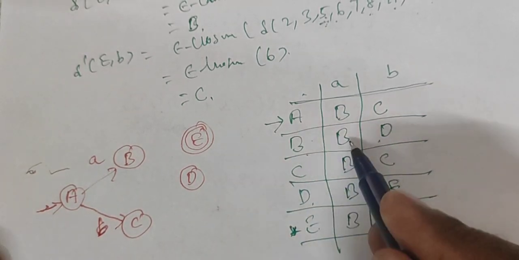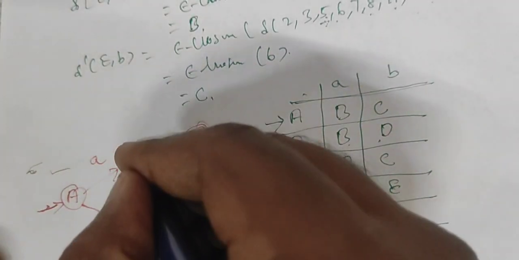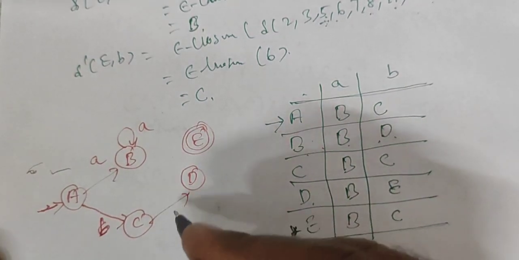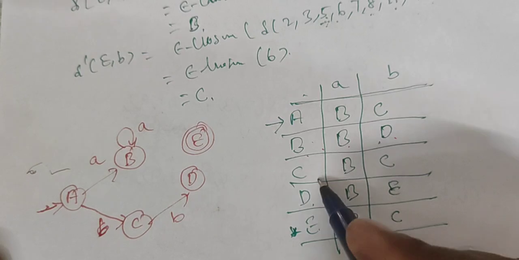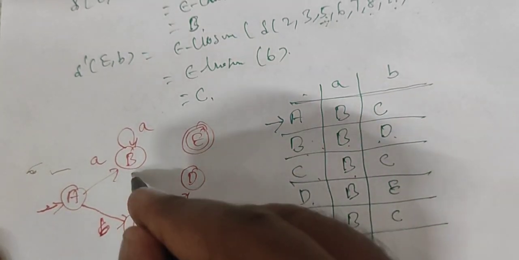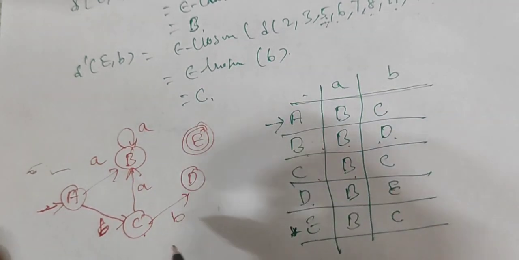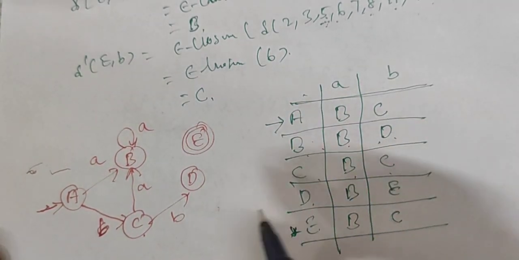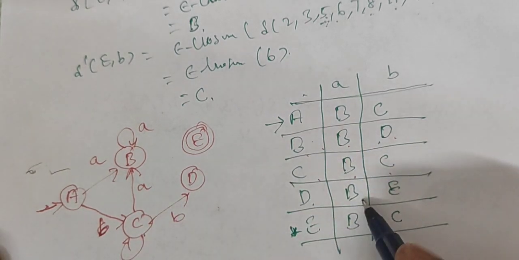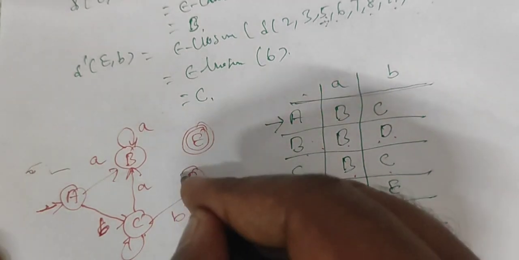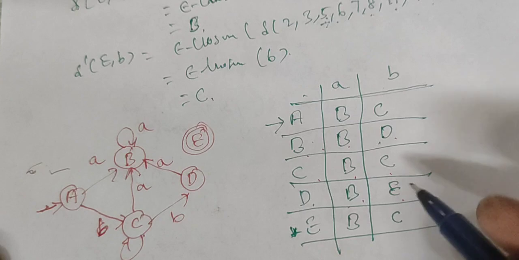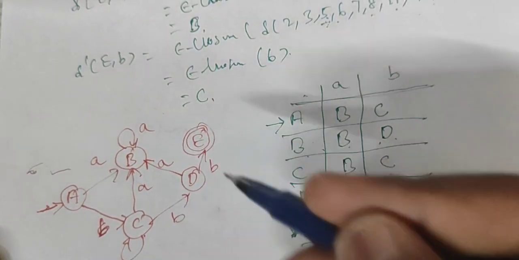Now B, when A is applied, it goes to B itself. And B, when B is applied, it goes to D. And C, when A is applied, it goes to B. C, when B is applied, it goes to C itself, so a self loop. Now D, when A is applied, it goes to B. D, when B is applied, it goes to E.